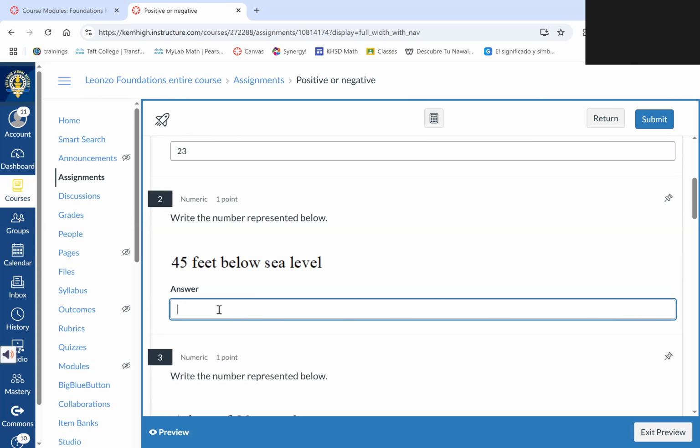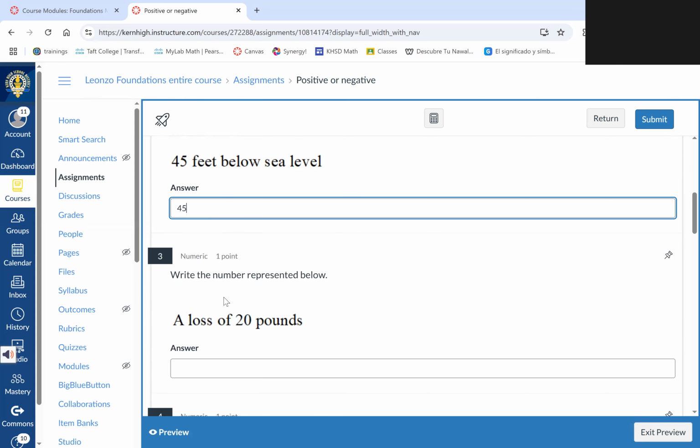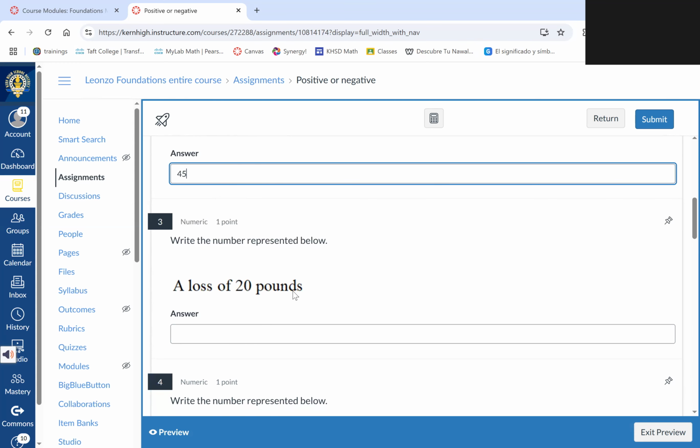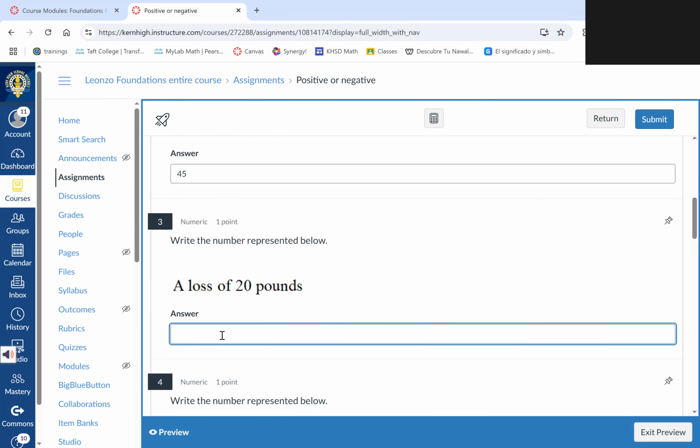But now let me intentionally answer this question wrong. It's going to be negative 45, but let me just answer it as 45. So I'm intentionally going to answer question number 2 wrong. And then number 3 says a loss of 20 pounds. Let me answer it wrong too. Let me say 21.